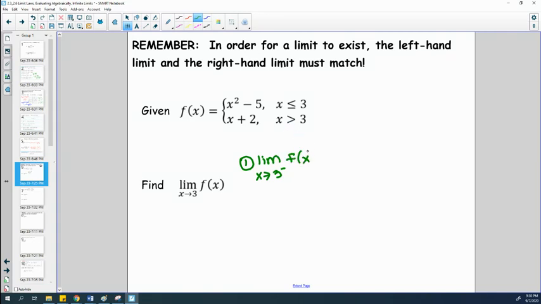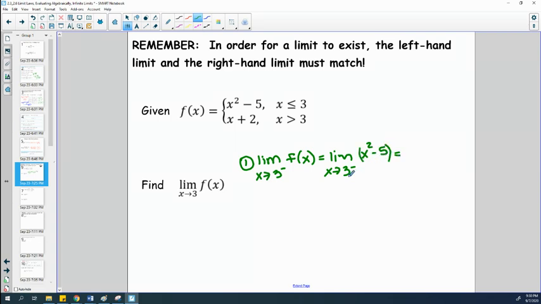So f of x is my piecewise function. I'm going to look up at that function. Where it's 3 from the left, that means that my x's are less than 3 and they're approaching 3. Like they're starting below 3 and approaching 3. So we're going to deal with this top function. So this is the same thing as just saying the limit as x approaches 3 from the left of x squared minus 5.